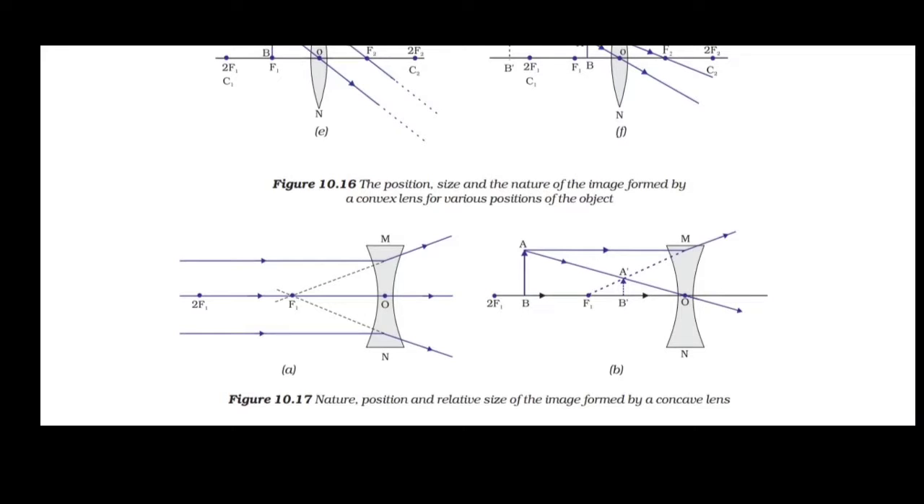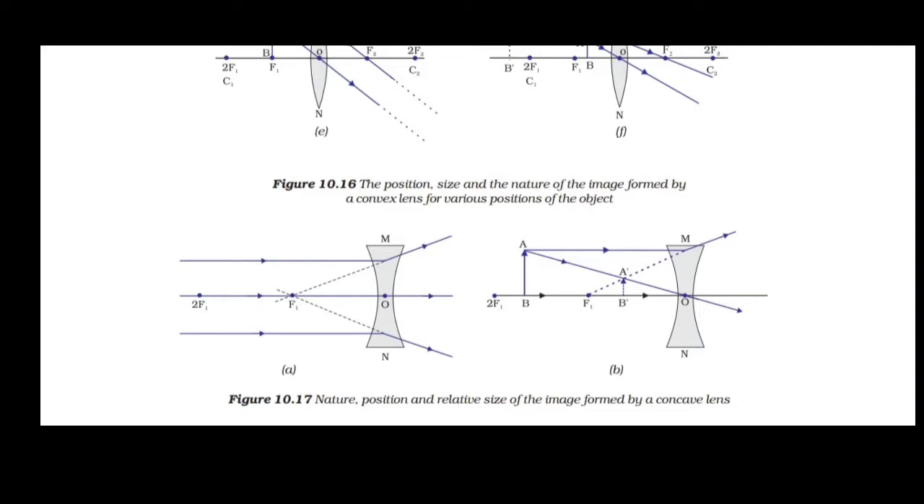Figure 10.17, and the object is at infinity. The object is kept beyond f1, and we cannot say exactly where it is. The first ray of light is parallel, and the second ray of light is also parallel. They tend to meet; the imaginary lines are meeting at f1. As the imaginary lines are meeting, the image will be virtual and erect. The rays are diverging and meeting at f1, so the size of the image is highly diminished and point sized.